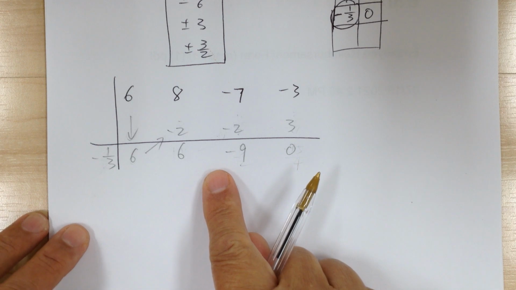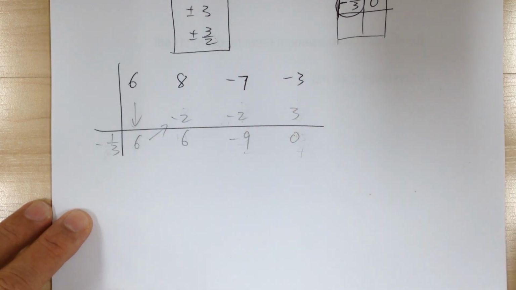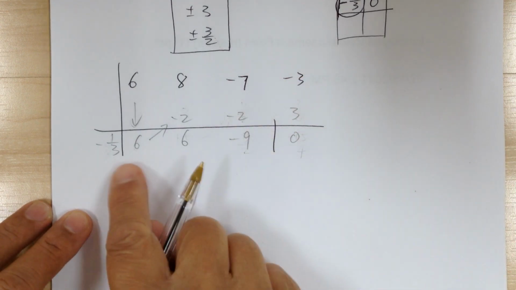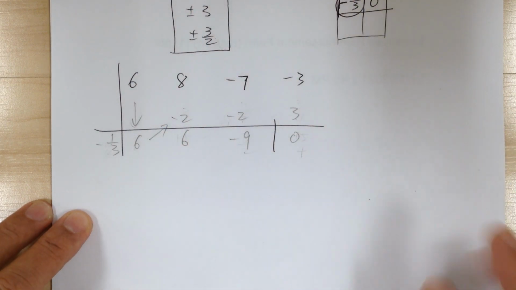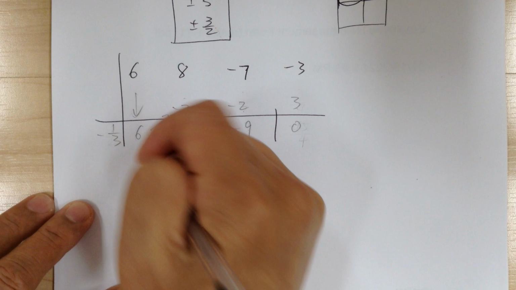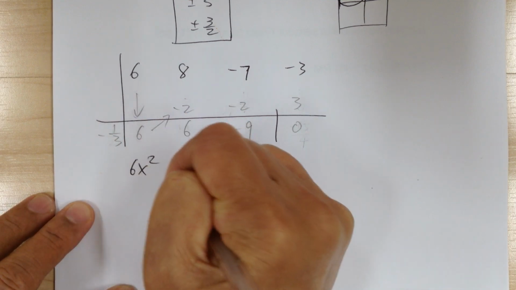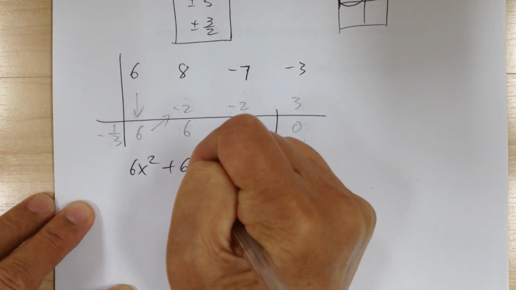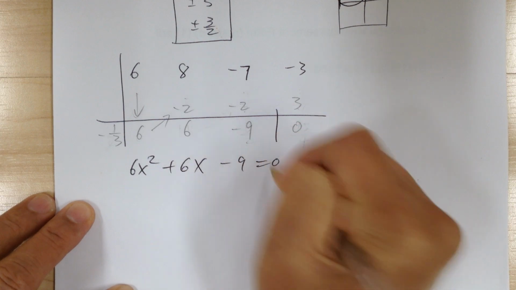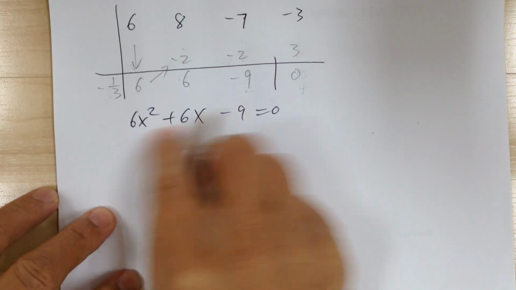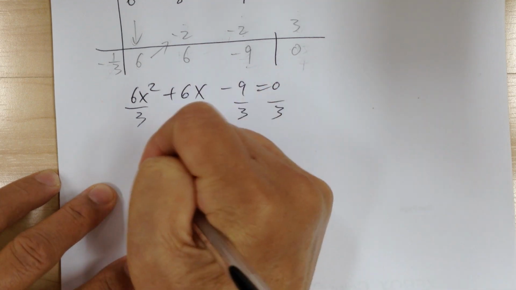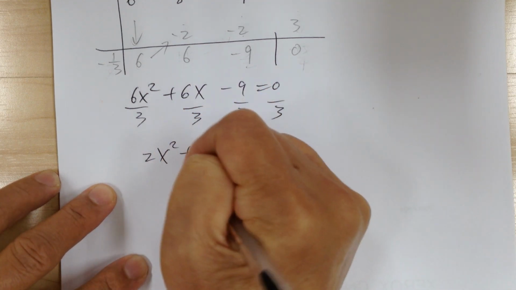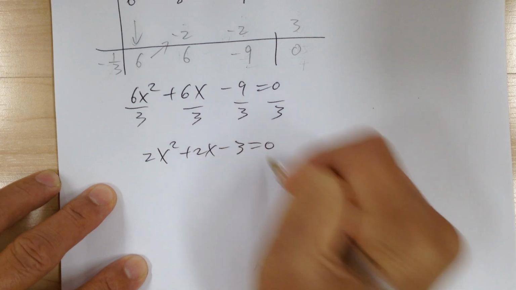Now once you get that, you kind of stop, don't do any more, because once you get to a quadratic, you don't want to keep doing this. Trial and error takes too long. So from here, you can go and get your depressed equation. You got 6x squared plus 6x minus 9 equal to 0. Then from here, you can divide it by 3 to lower your numbers. So you got 2x squared plus 2x minus 3 equal to 0.